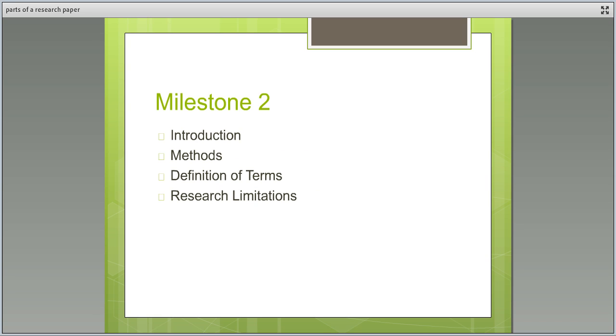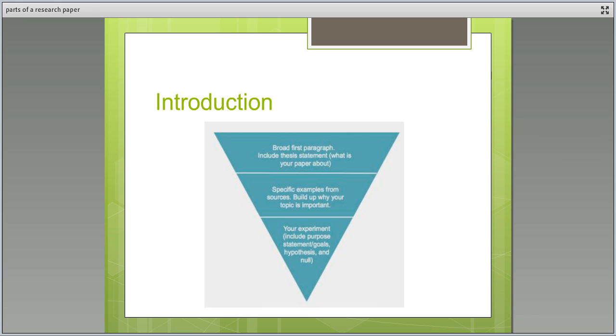In Milestone 2, there are a couple things that you're going to be graded on in the rubric. You're going to write an introduction, you're going to include a method section, you're going to have definitions of terms, and you're going to have research limitations. So first we're going to look at the introduction. We talked about this in the announcement this week, but let's go over it again.